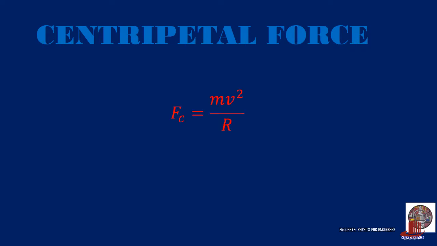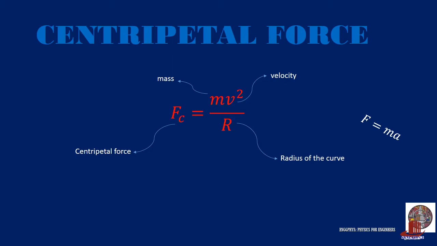Centripetal force can be computed as F_c = mv²/r, where F_c is the notation for centripetal force, m is the mass, v is the velocity, and r is the radius of curvature. If we integrate Newton's second law of motion, F = ma, centripetal force can be said to be m·a_c = mv²/r. And cancelling similar parameters on both sides of the equation, we arrive at a formula for centripetal acceleration, which is a_c = v²/r.